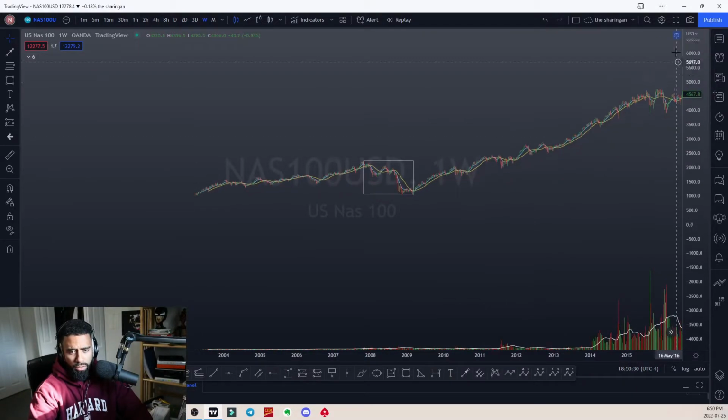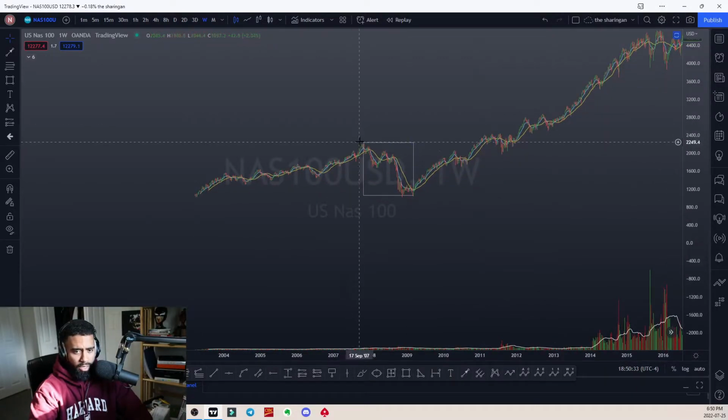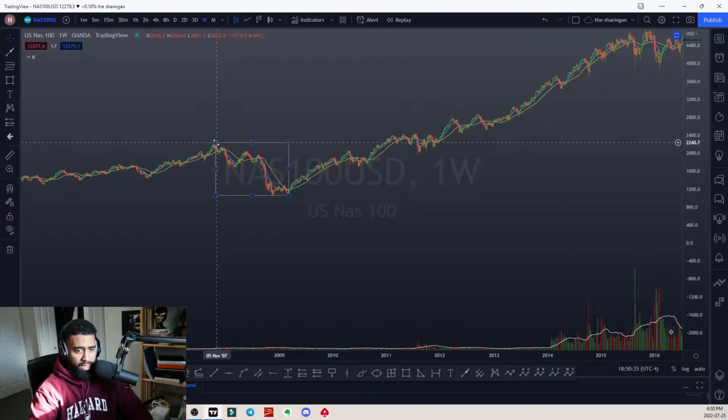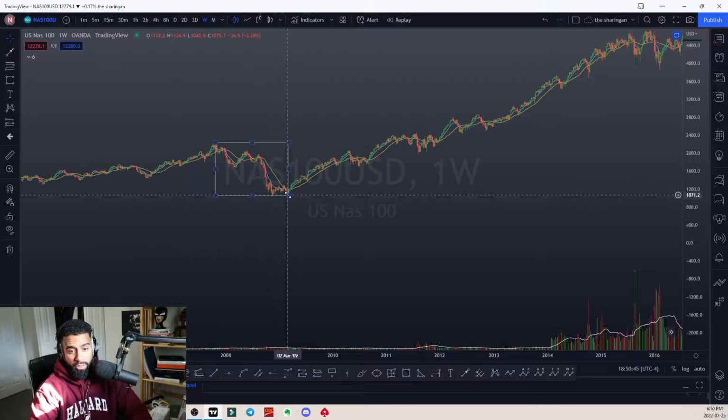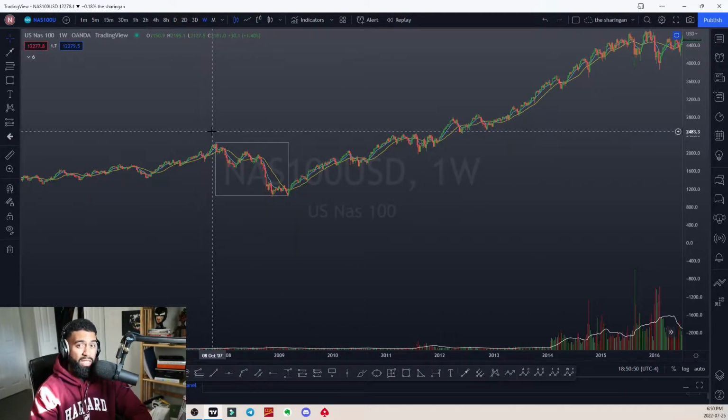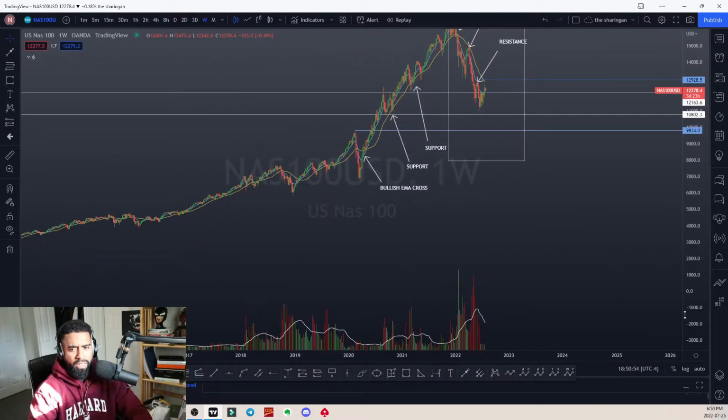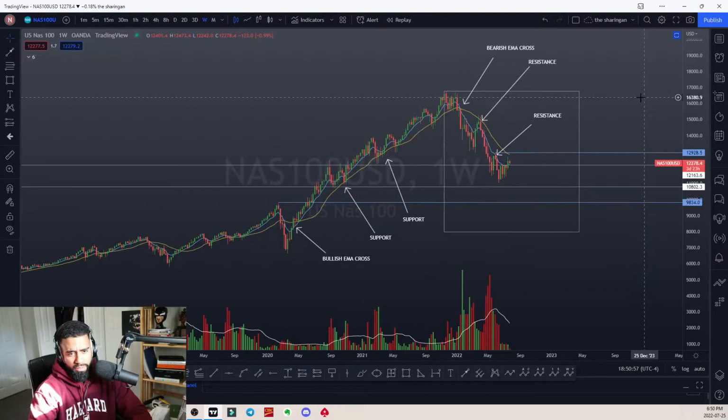No. So I got this box marked out here, and this is from the top of the 2008 financial crisis, which started in like late October, November, and then it went all the way down up until March 2009. So November 2007 to March 2009. It's funny because there's a similar thing going on in terms of time when it started, right? So this is like mid-November. You could push this back a little bit further, but we started topping around November, right?